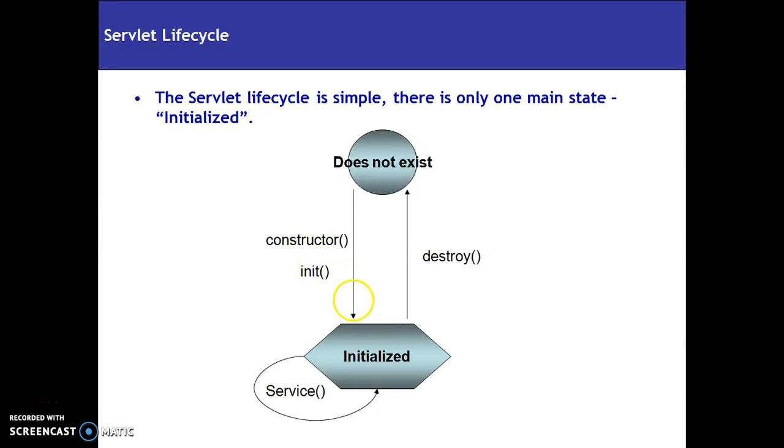So the servlet will be initialized with the pre-default value, and two objects will be available, that is the servlet config and the servlet context, that we'll discuss in the later part. Once the servlet is initialized, as per the number of requests, the service method is going to be executed. Once you undeploy the project, it is going to call the destroy method, and again the servlet will not exist. That is the life cycle for the servlet.